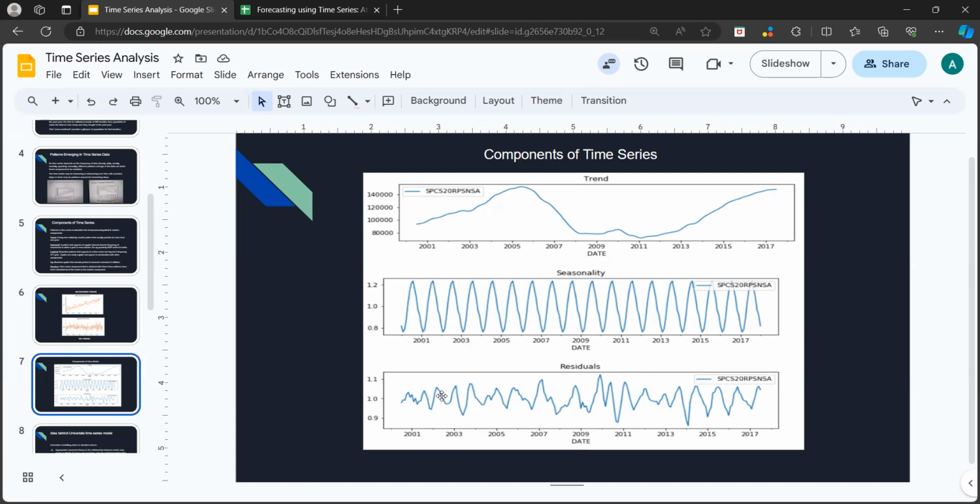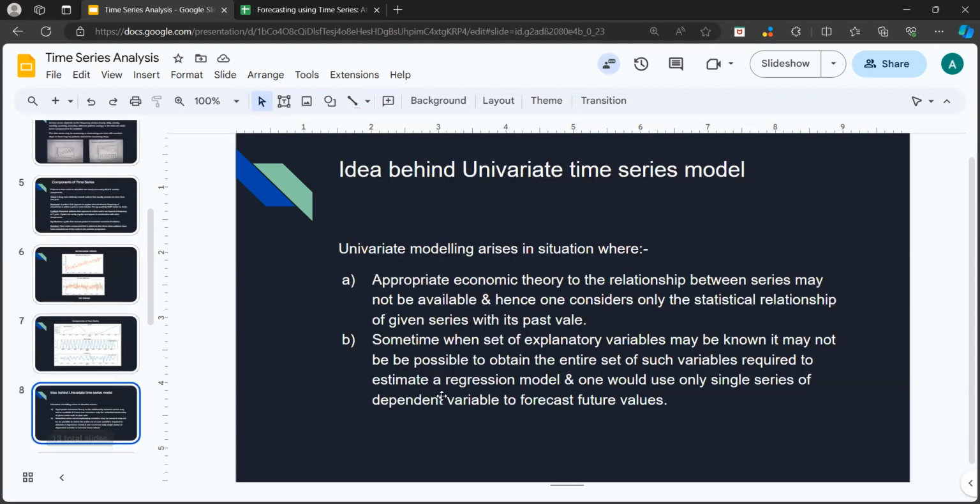And then imagine we have removed the trend and it only has the seasonality. So you have the second graph, and third is the random part after we remove the trend part, seasonality part, or the cyclic part. This is the idea behind the univariate time series model.